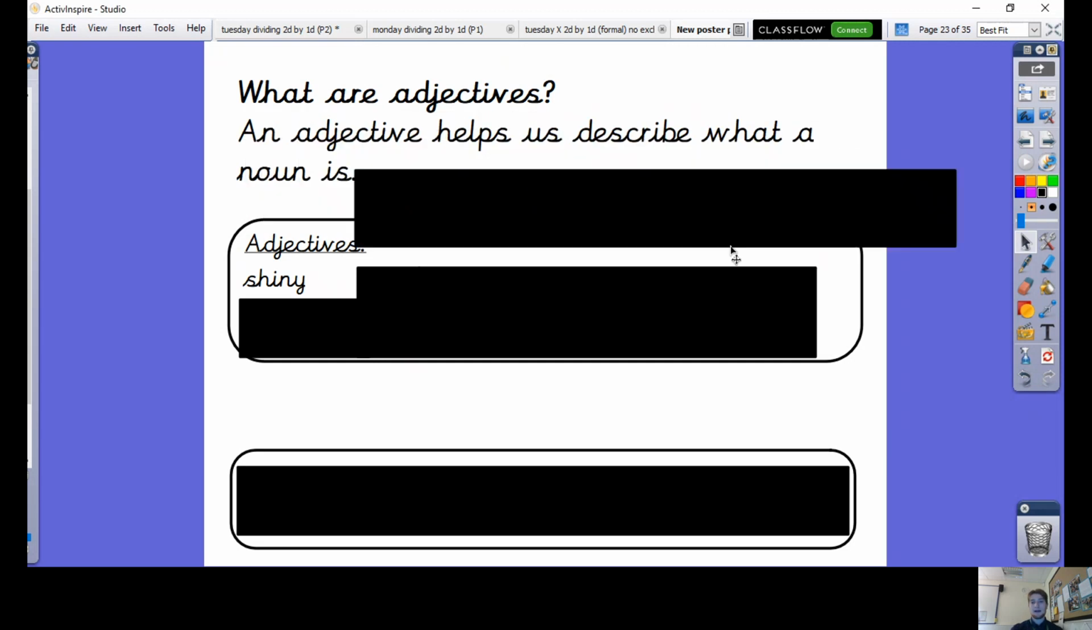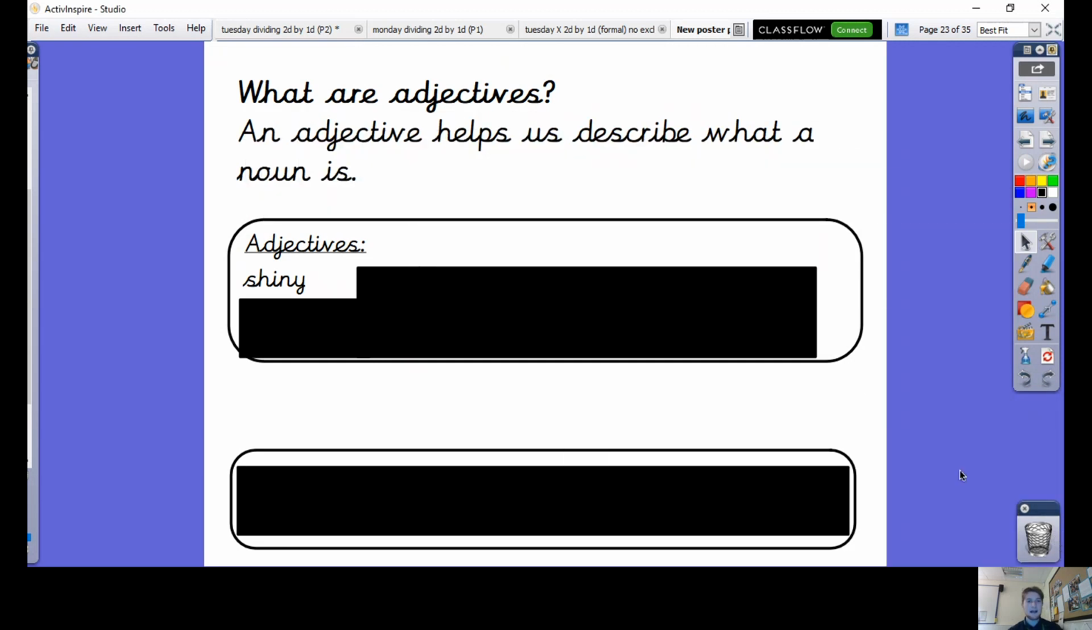Okay, let's look at the definition then. An adjective helps us describe what a noun is. It's a describing word, isn't it? It's describing the noun further, giving it a bit of meaning, maybe changing what it means. Okay, so again, I would like you, just underneath your noun word list, to write adjectives. And I would like you to come up with some adjectives you think might relate to Roman times.